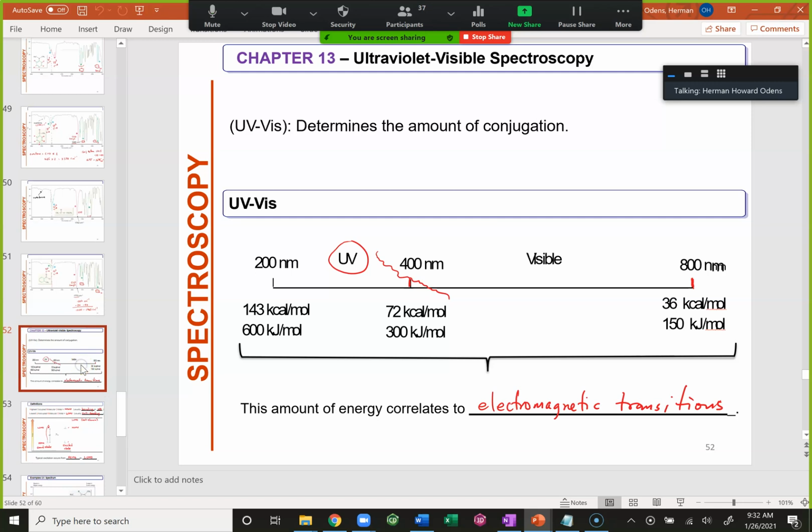Now, what does UV-Vis help you with? It only does one thing. It determines the amount of conjugation.